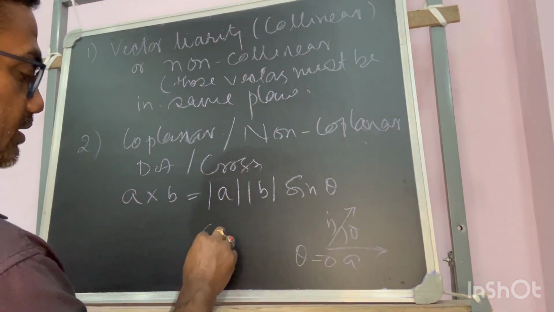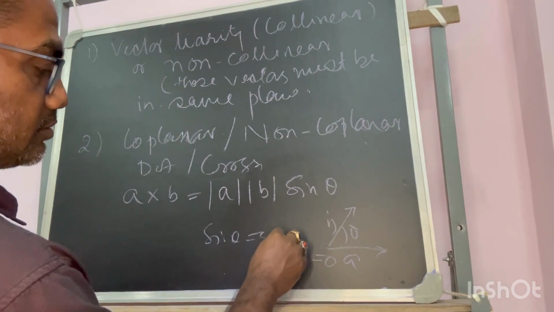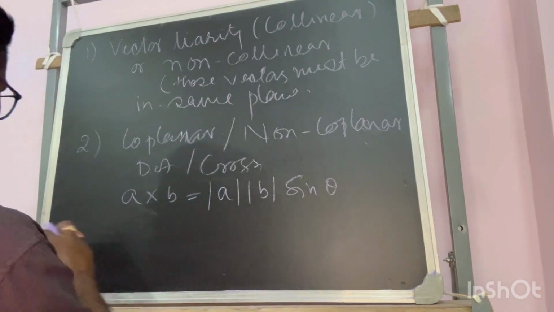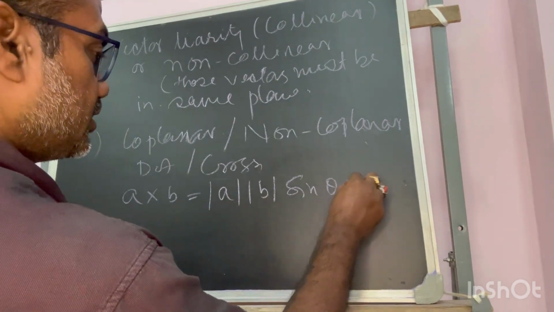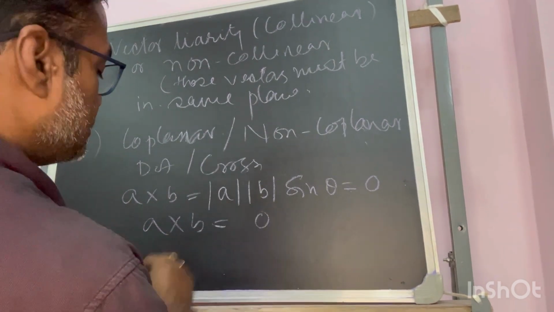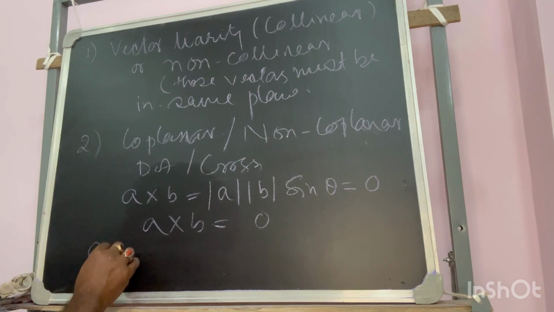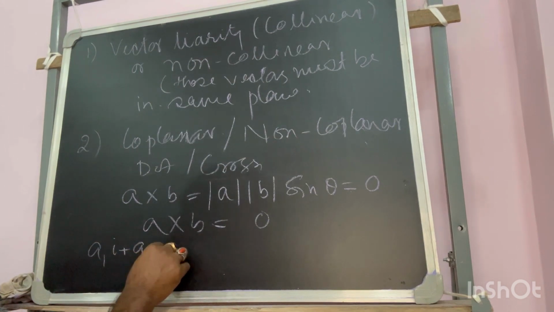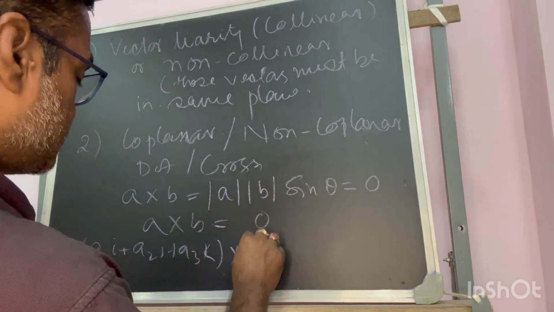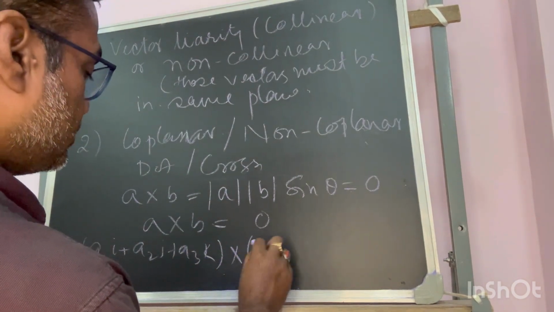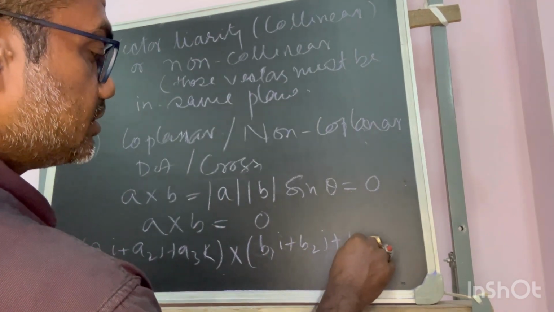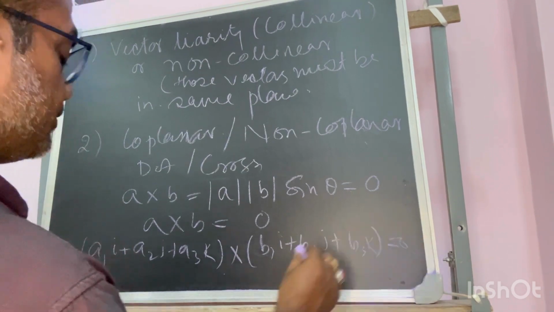In that case, sin theta is sin 0, which is equal to 0. So if theta is equal to 0, the cross product of those vectors will ultimately be 0. That means if I take a1 i plus a2 j plus a3 k, this one vector, cross b1 i plus b2 j plus b3 k, it is equal to 0.